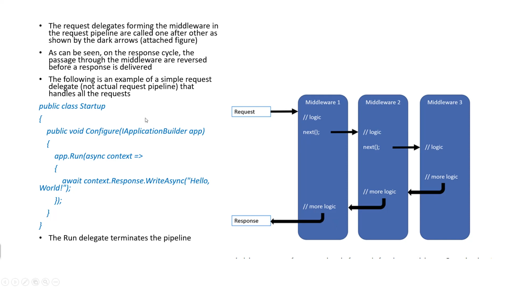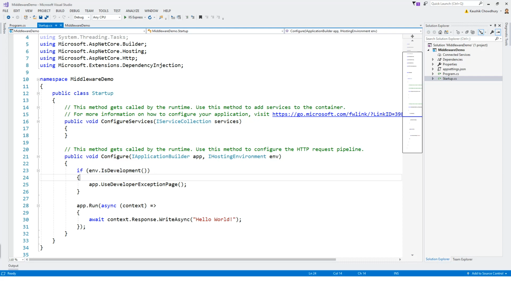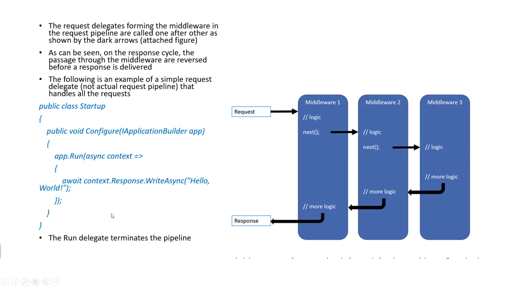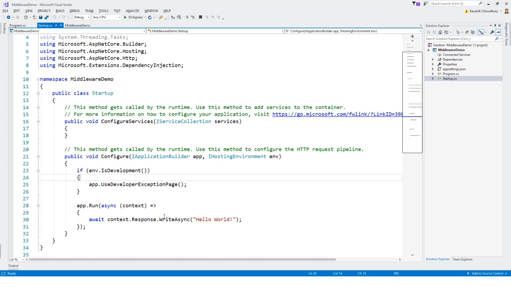Now this is an example of a very simple request delegate, which is not exactly a request pipeline, but can handle all requests. We will put this code in the Visual Studio application that we have just created. So let's get back to the Visual Studio Middleware Demo, and you can see it's already there in the Startup class in the Configure method. For the time being, just ignore this one.